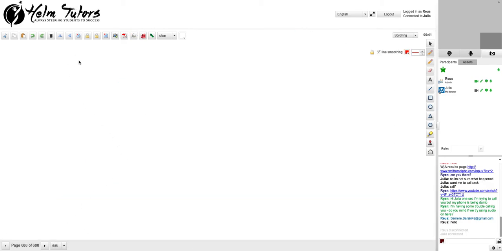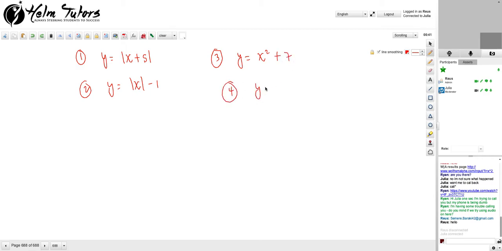Okay, I want to summarize this real quick. 1, y equals absolute value of x plus 5. 2, y equals absolute value of x minus 1. 3, y equals x squared plus 7. 4, y equals x minus 4 squared. 5, y equals x plus 2 squared minus 3.